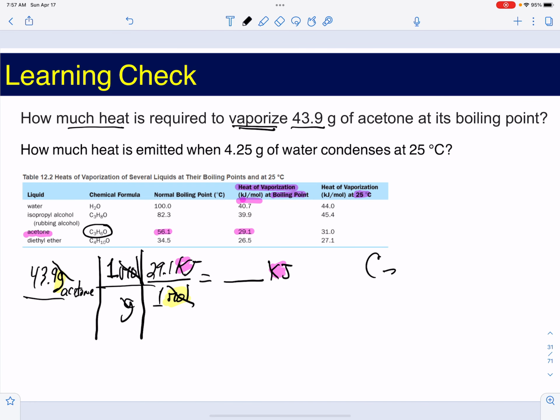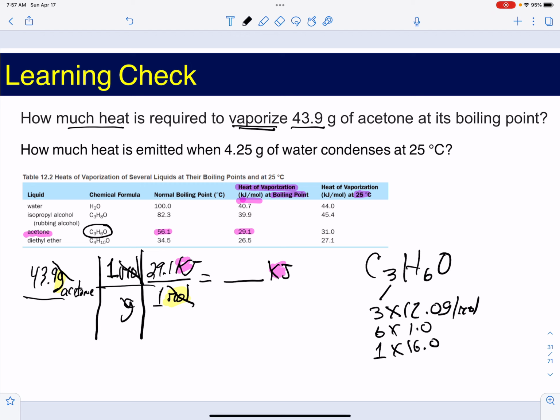C3H6O, which means 3 times 12.0 grams per mole, 6 times 1.0, and 1 times 16.0, which is nothing more than 36, 42, 58. So 58.0 grams. So when I do this calculation, let me go ahead and do it this time.